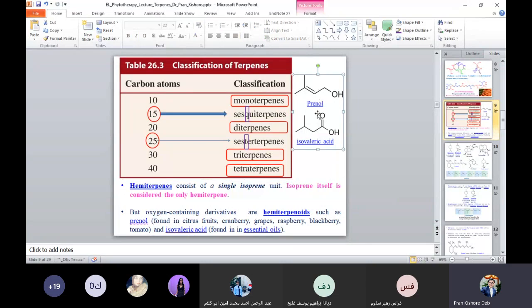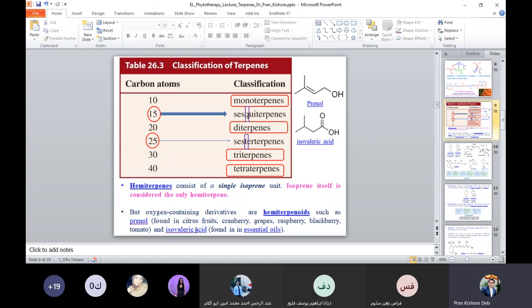So there are two examples of hemiterpenoid I have given. You see here the structures, prenol and isovaleric acid. Why are they known as hemiterpenoids? Because they contain 5 carbon with 1 oxygen. Attached to the oxygen, prenol contains the OH group, whereas isovaleric acid contains the carboxylic group, COOH.